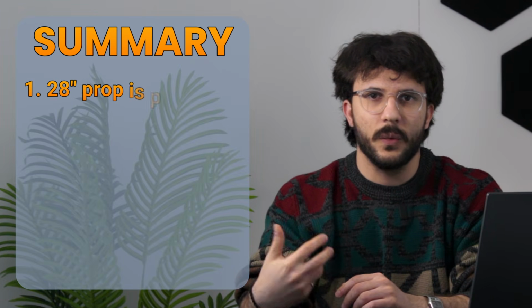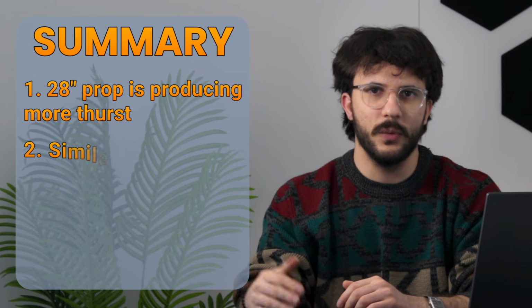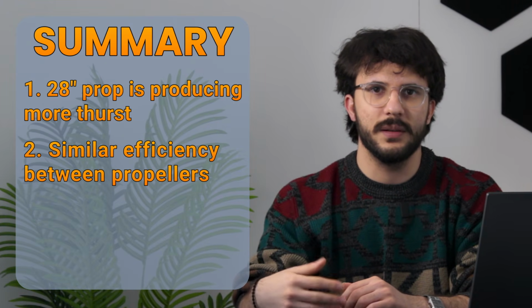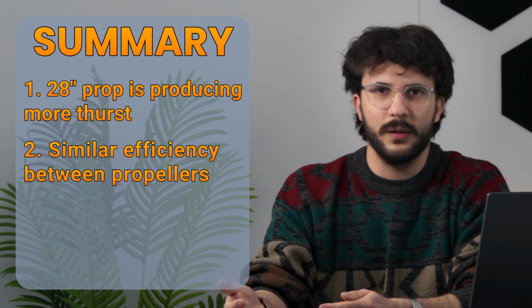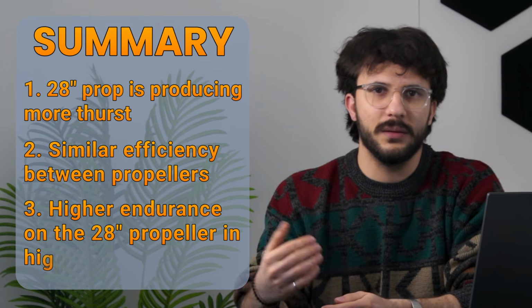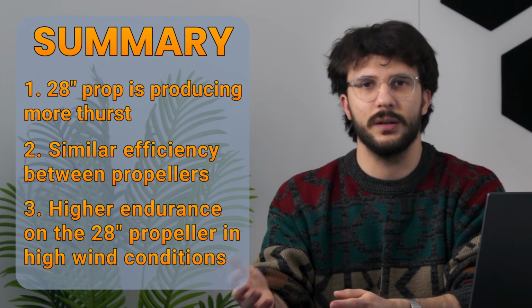So let's summarize our findings. At first glance, we saw that the 28-inch prop is producing more thrust at varying rotation speed and wind speed. Then the efficiency graph showed us that they were surprisingly similar to each other. But when we dug deeper with the propeller coefficient numbers, we saw that the 28-inch endured for far longer than the 26-inch in strong wind conditions.